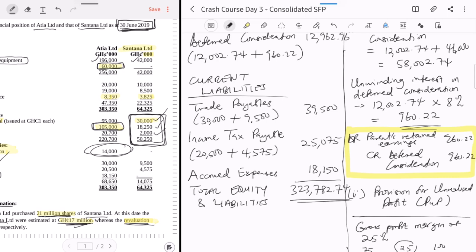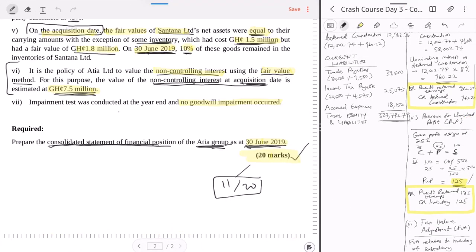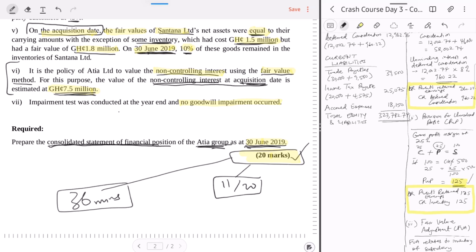So let's come back to the question. In a question like this, which is for 20 marks, ladies and gentlemen, you are going to spend maximum 36 minutes. And please, I'm serious about this. Stick to 36 minutes. When it's up, move on. Whether you are done or not, move on. By 36 minutes, you'd have done enough of these workings to get the ticks, right? But please, to be able to work fast in FR, you need to do a lot of questions. The more questions you do, the more you can do this within the time.